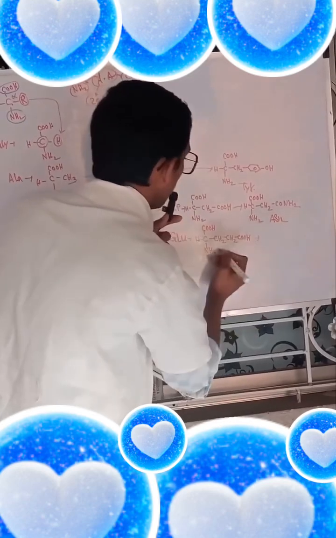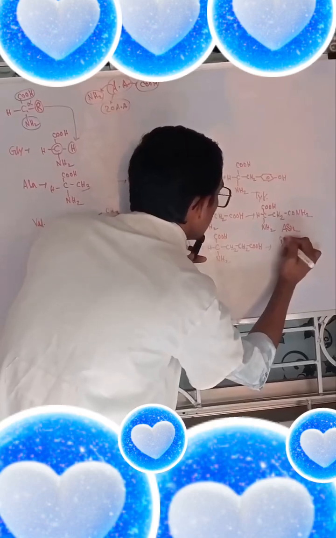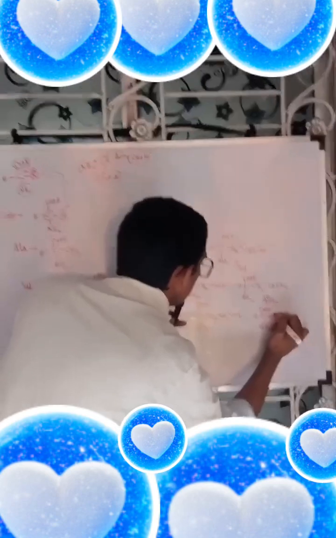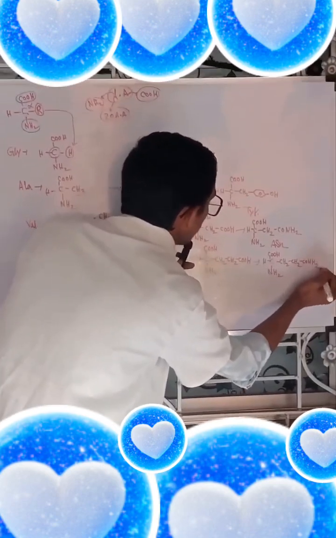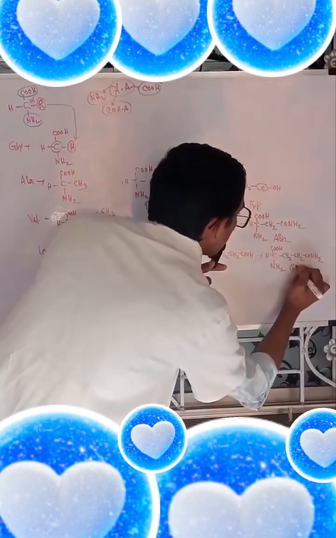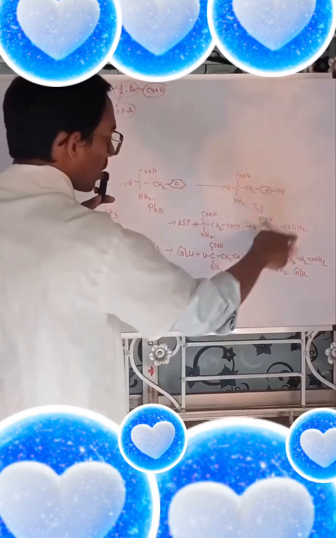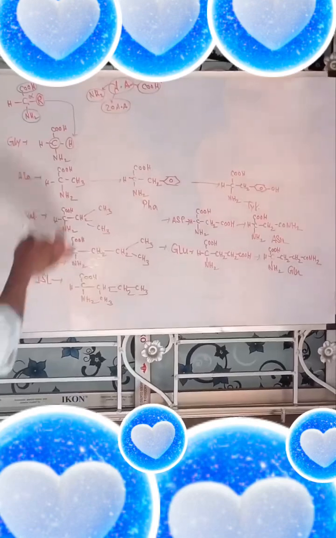Now, if we replace this carboxyl group, then we will get glutamine. You can see C, COOH, H, NH2, and then CH2, CONH2. So this is glutamine. This is an amide-containing amino acid, and this is the acidic amino acid. And they all are neutral amino acids.